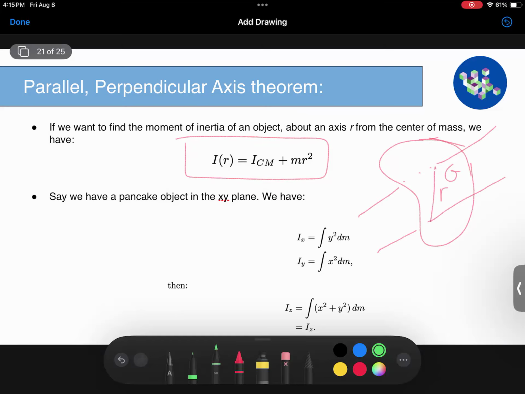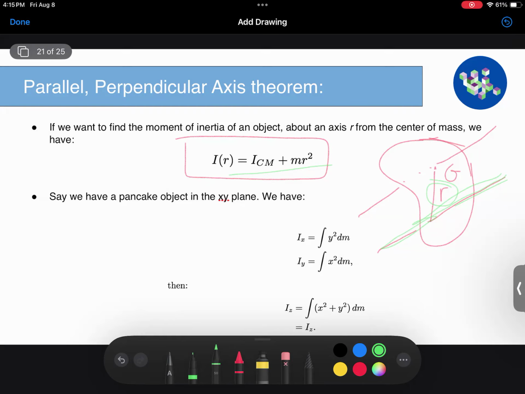Let's draw it in green. The moment of inertia about this green axis would just be the moment of inertia about the center of mass plus the mass of the object times this distance squared. There is a proof of this. It's not that hard. You'll probably understand it, but this is just the statement of the parallel axis theorem. Pretty useful.